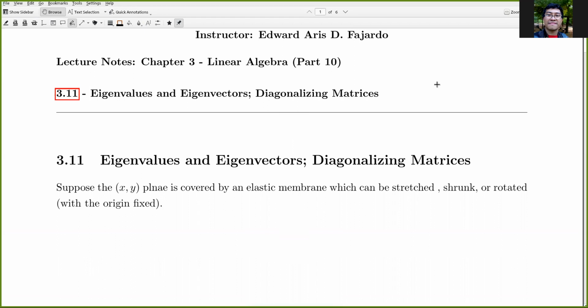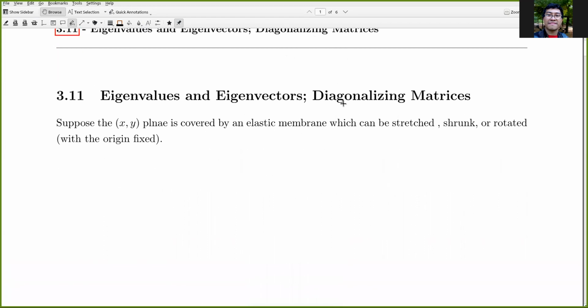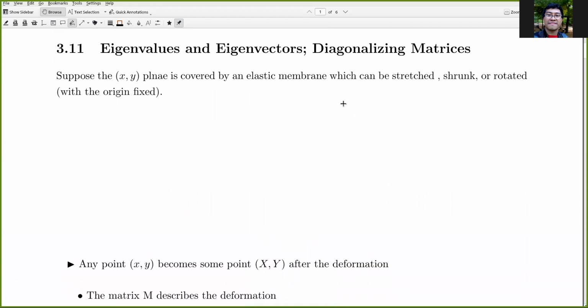Let us talk about eigenvalues and eigenvectors and also diagonalizing matrices. Suppose the XY plane is covered by an elastic membrane which can be stretched, shrunk, or rotated with the origin fixed.